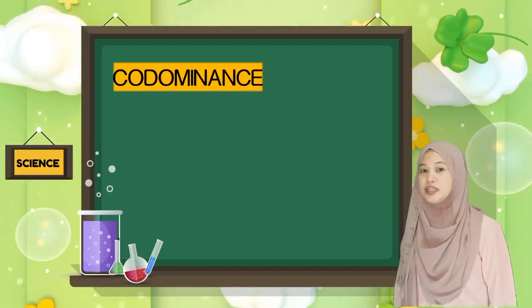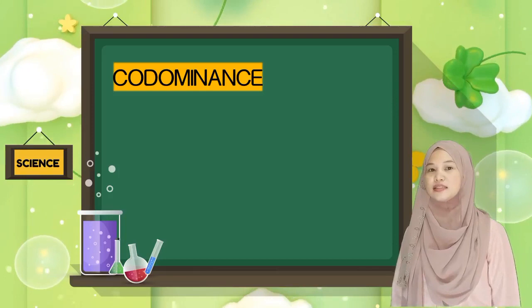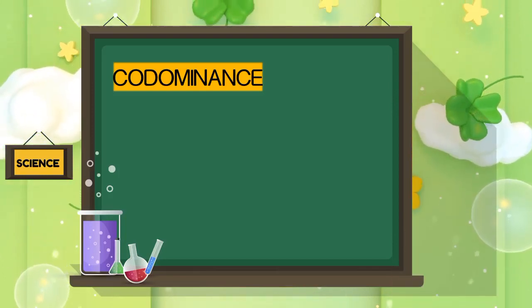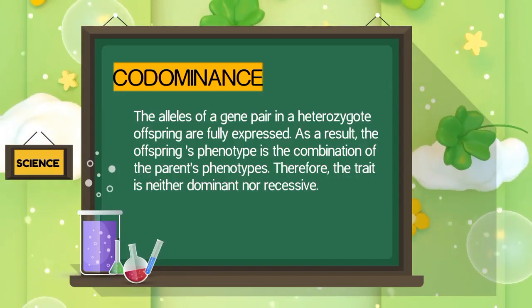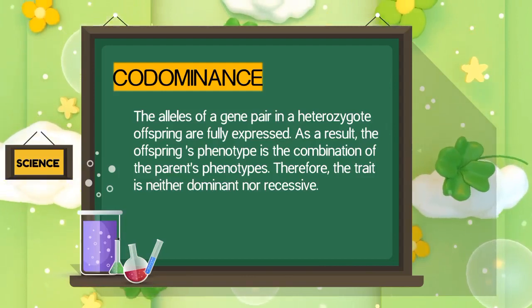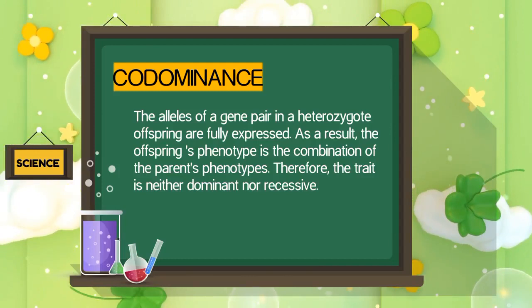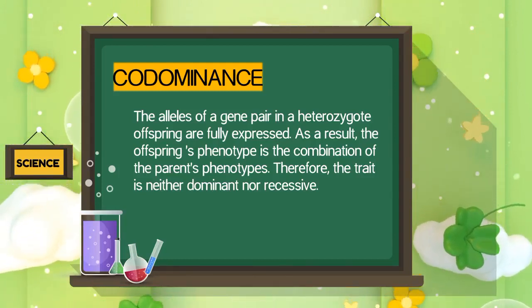As we have observed in our problem, codominance is another pattern of inheritance that does not follow Mendel's law. In this form of inheritance, the alleles of a gene pair in a heterozygote offspring are fully expressed. As a result, the offspring's phenotype is the combination of the parents' phenotypes. Therefore, the trait is neither dominant nor recessive.